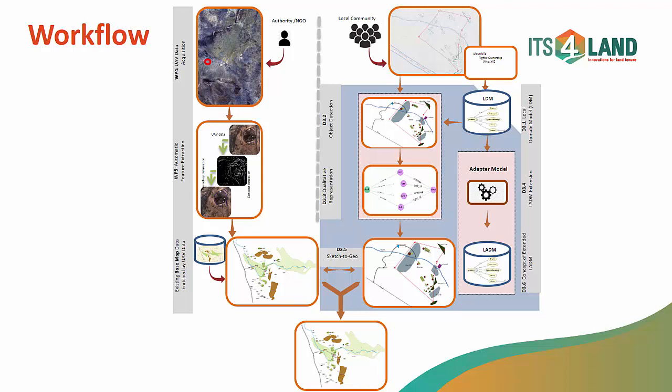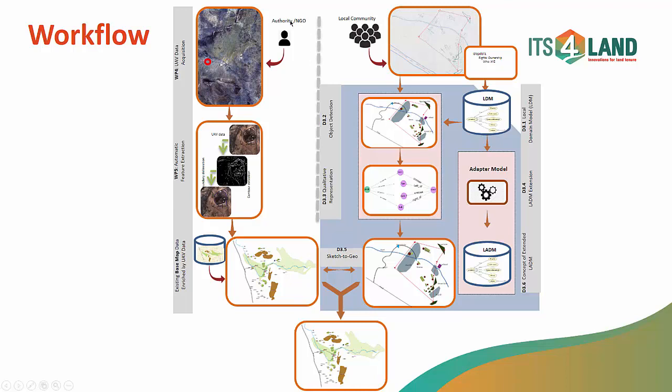SmartSkeMa relies on input data from three sources. As base data, we use cartographic information from base maps. This data might be enhanced by data from UAV images that are processed in work package 4 and 5 of the It's for Land project.